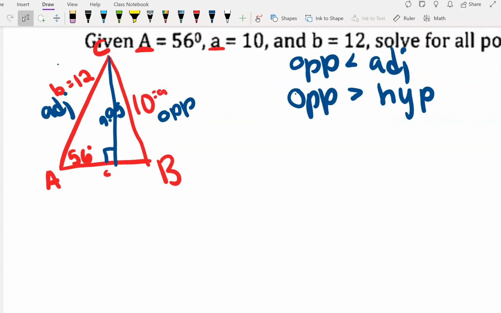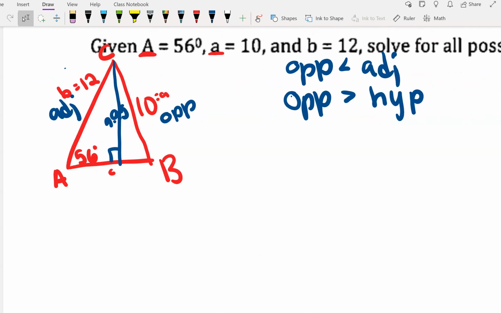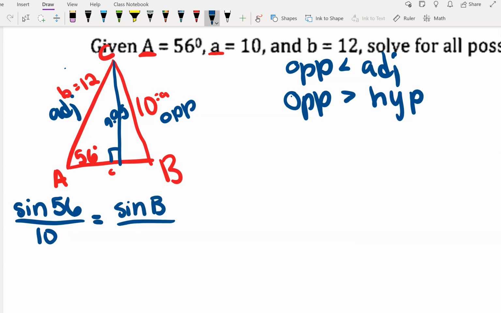So let's get started. We'll use law of sines. Remember, sine of angle, so the angle we have is 56, over opposite side, which is 10, equals sine of angle, we don't know any other angles, which will be B, over opposite side, 12. And I chose to use angle B next because I did have that opposite side. Alright, we solve by cross multiplying. 12 sine 56 equals 10 sine B.